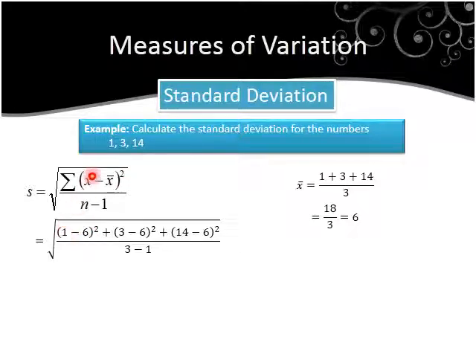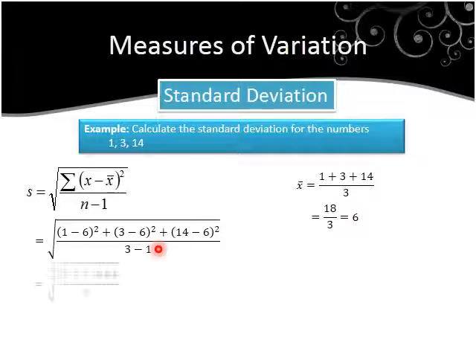So our first data point is 1, minus the mean, 6, and squared. And then we're going to add to it the next data point, 3 minus 6 squared. And then add the last data point, 14 minus 6 squared. And in the denominator, of course, n is 3, so we'll have 3 minus 1 in the denominator.